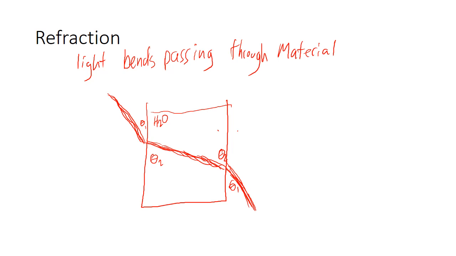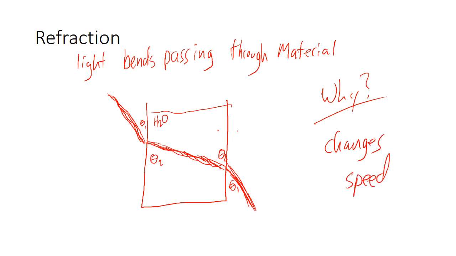Oh, hold on, we wanted to talk about why. So why does it do this, right? I mean, for the previous one, they bounce off. Why does it refract? Because it changes speed. As the light passes into the water, it slows down. As it slows down, it gets pulled at an angle, right?